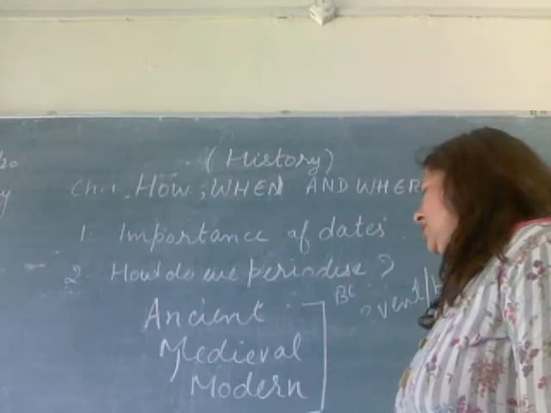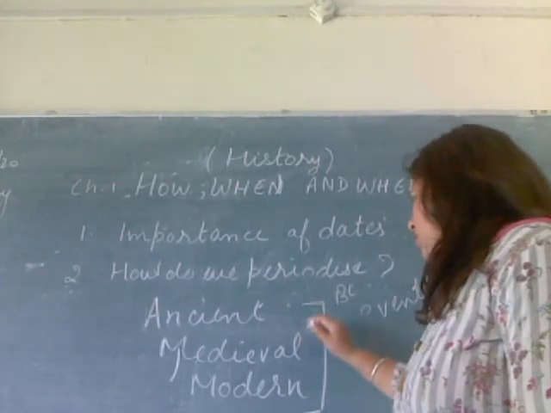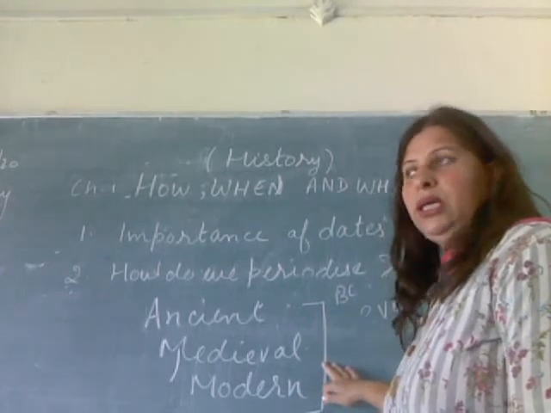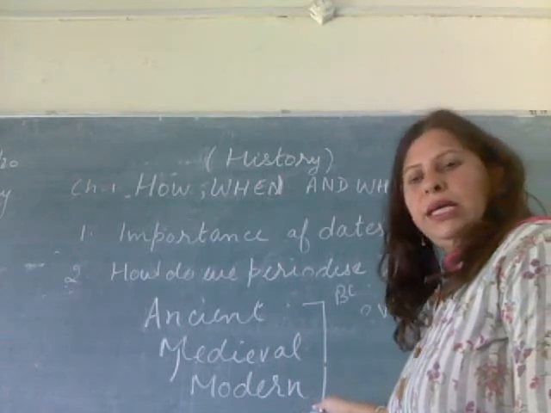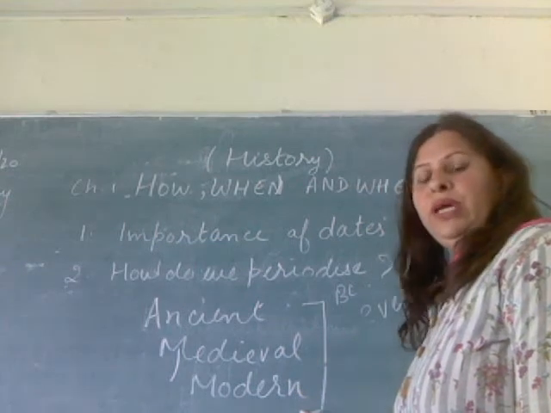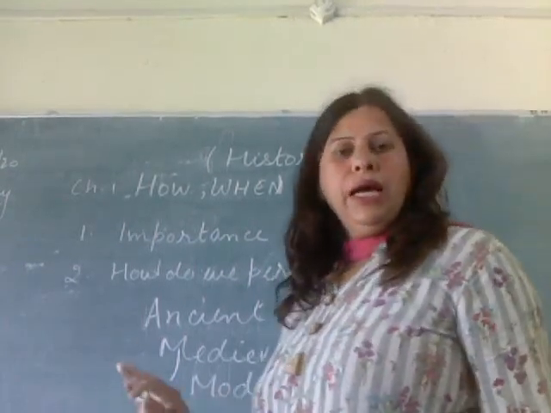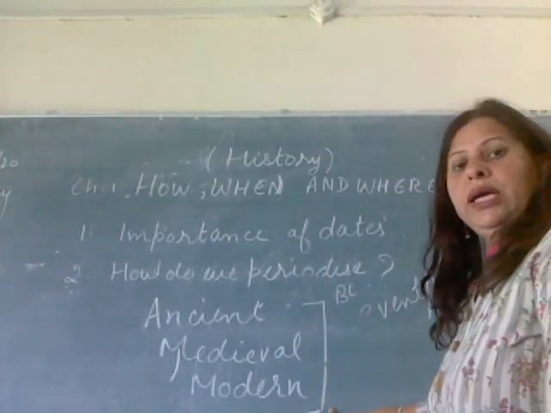Second is medieval history. Medieval history especially means when the Muslims or the Mughals were ruling India. Third one is modern. It was the time period when the Mughal Empire was ending in India and the Britishers were starting to rule India.